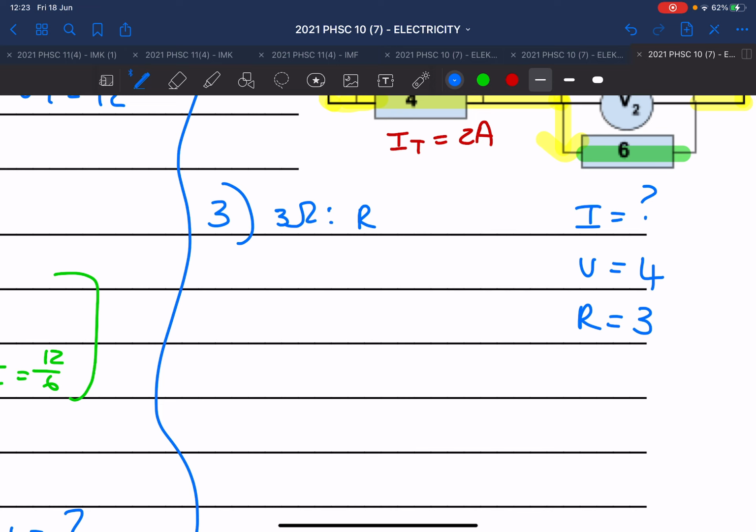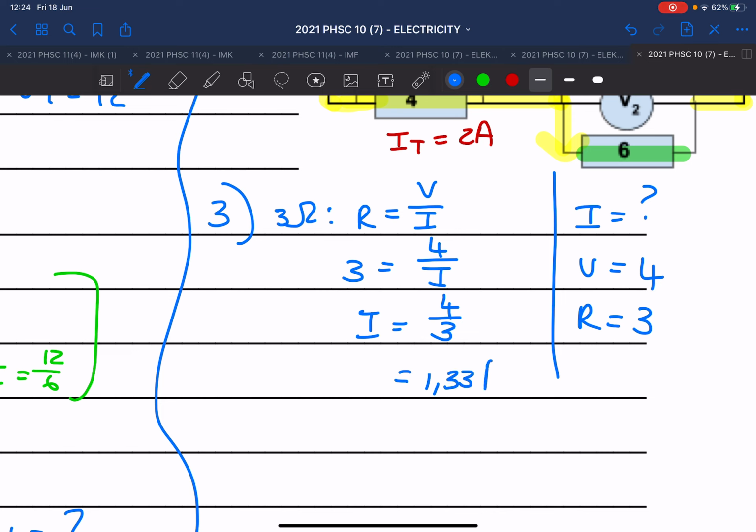Okay, so we have resistance is volts over current. The volts is 4. We want the current. The resistance is 3. Again, current is at the bottom. We do not like it there. We want to get it to the top. So we're going to swap or cross or whatever you want to do to get it there. So we have I is 4 over 3, and that gives you 1.33333333 amperes.